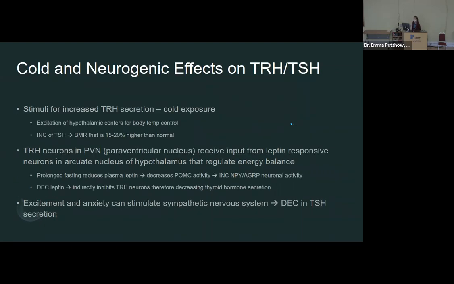So, cold and neurogenic effects on this secretion. Some stimuli for increased TRH secretion from the hypothalamus is cold exposure, which makes sense. If our body is cold, our brain's going to want to secrete more TRH to try to get us to get more thyroid hormone, because that's going to lead to increased heat as a byproduct of metabolic processes. So that makes logical sense. When we have an increased release of TSH, you can increase your body temp by about 15 to 20%. That's pretty significant.